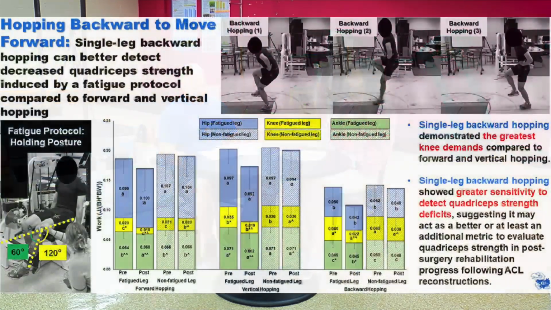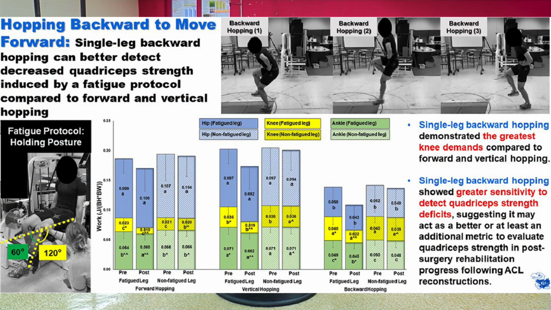Yeah, and you have this on here. I like this image. Single leg backward hopping showed greater sensitivity to detect quadriceps strength deficits, suggesting it may act as a better, or at least an additional, metric to evaluate quadriceps strength in post-surgery rehabilitation progress following ACL reconstruction. So it's not like PTs are going to scrap all the other assessment methods, like the functional assessments they use in a patient recovering from an ACL reconstruction. But this could also be added in to help determine, is this athlete ready to go back on the field?